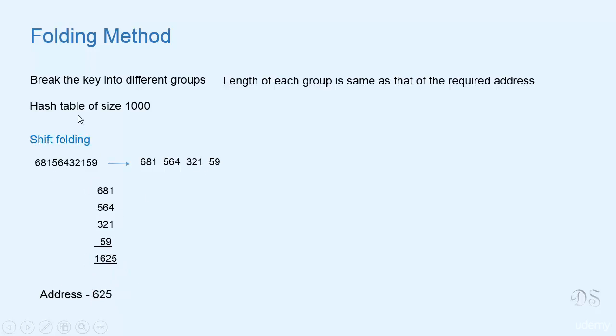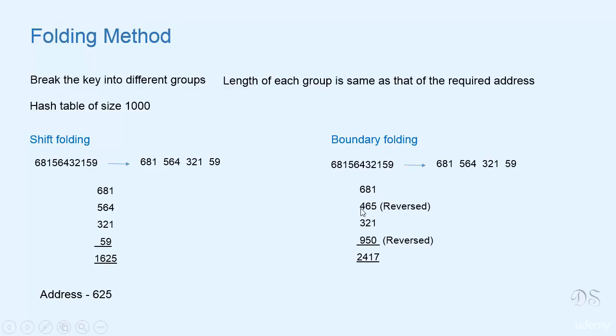We can slightly modify this method to get another method called boundary folding. In this method, we reverse all even groups before addition. So here we have reversed this second and this fourth group. Now ignoring this final carry 2, the address is 417.